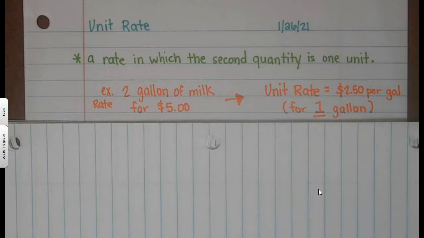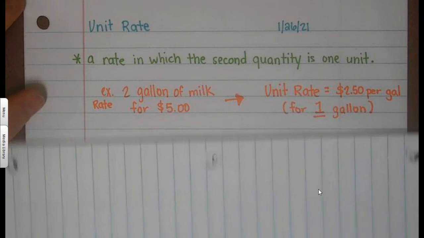So an example of a rate that we learned last week would be something like 2 gallons of milk for $5. And so the unit rate would be $2.50 per gallon, because per gallon means for 1 gallon. And so if it's a rate, it doesn't necessarily have a 1 in it. If it has just that 1 unit, then we're talking about a unit rate.